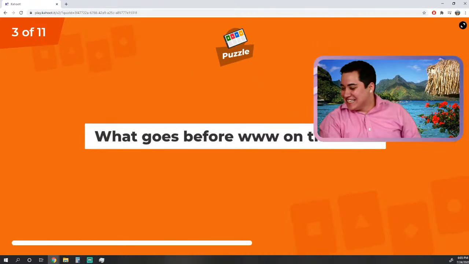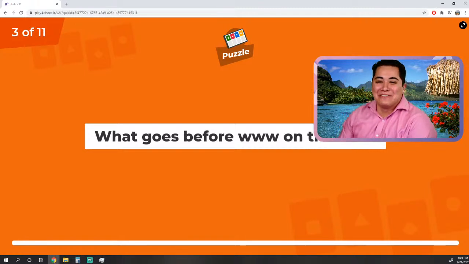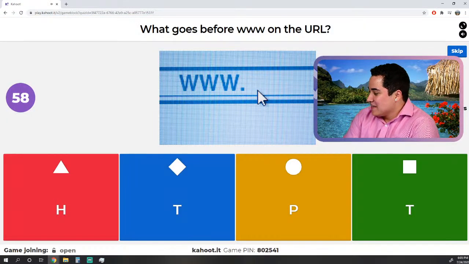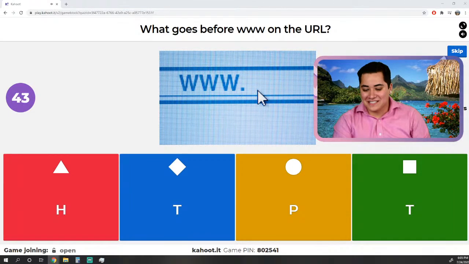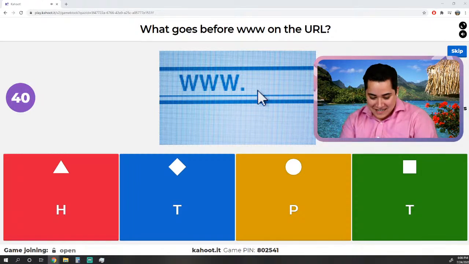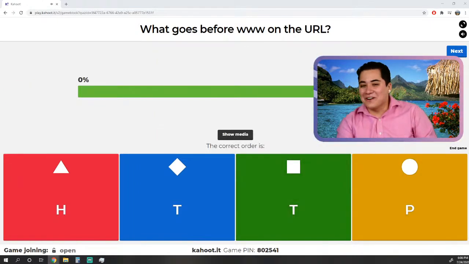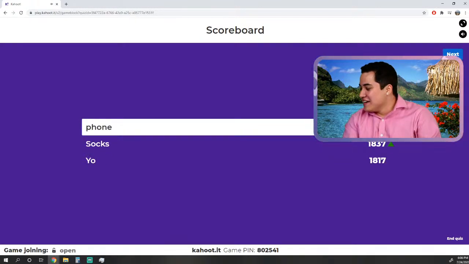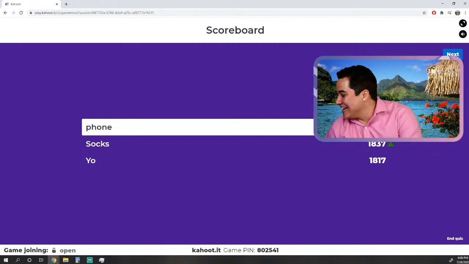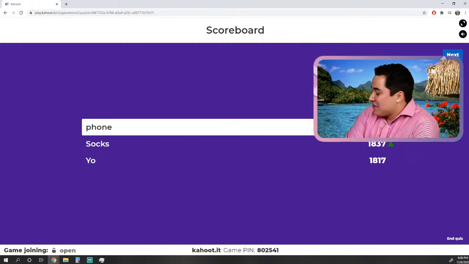Next one, puzzle. What goes before www in the URL? So we have to put these in order on your screen. Let's see if I can do this quickly. So before www, you put what? I'm going to wait for you all to answer. Do I hit okay? There we go. I've never actually done one by myself. Yep, the answer is HTTP. That is correct. Looks like phone is in first place with 1844 and socks with 1837.